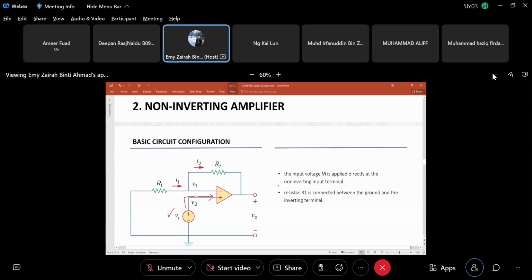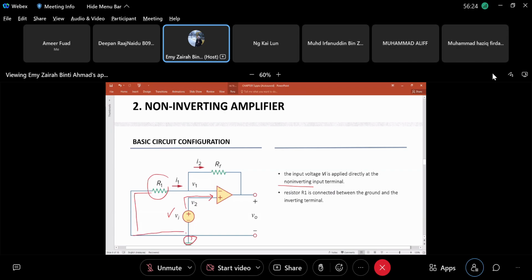And resistor R1 is connected between the ground and the inverting terminal. So you can see there is one resistor that we connect directly to the ground and to the inverting terminal. So it is regarded as the non-inverting amplifier.